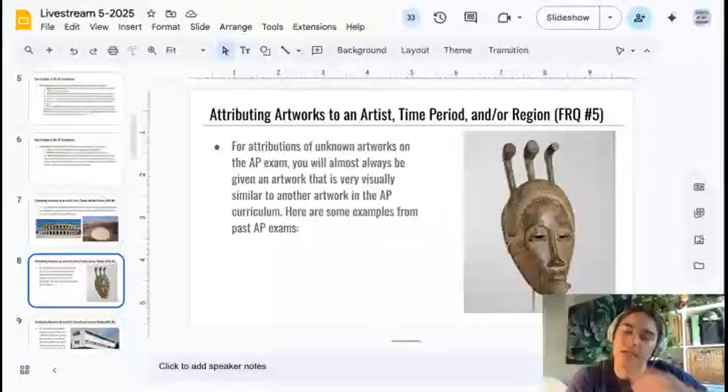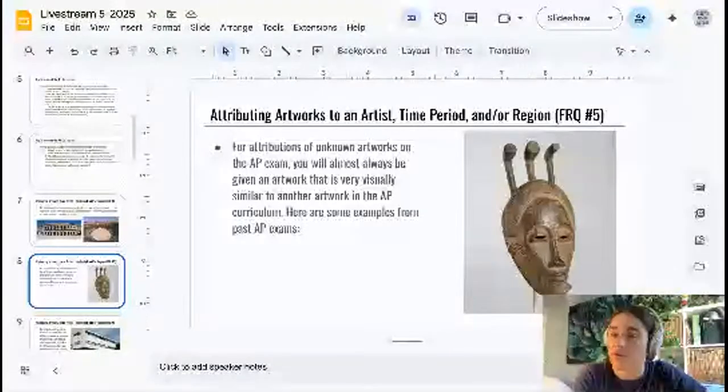Be able to attribute this artwork to the specific African culture that created it.